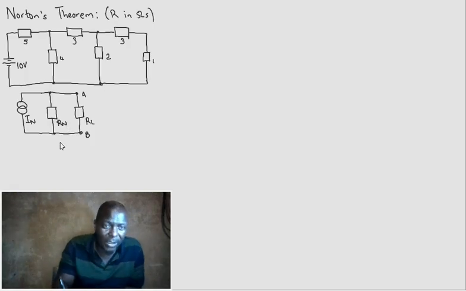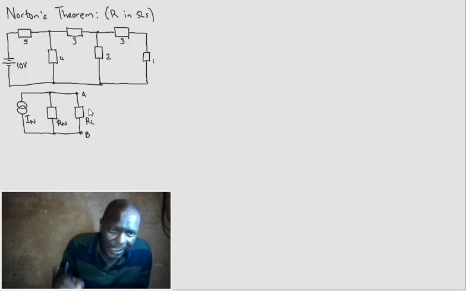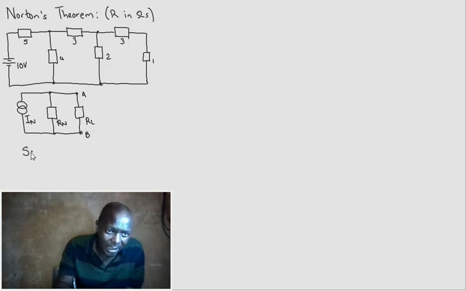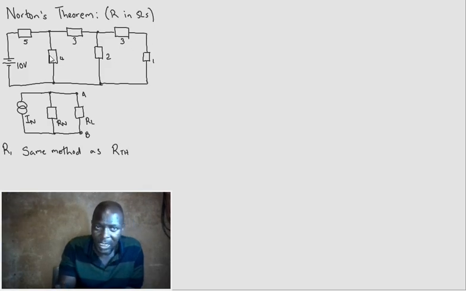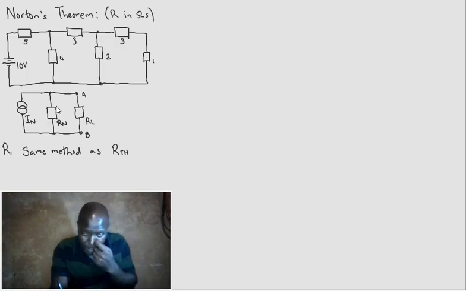How do we calculate Norton's resistance? It's the same as Thevenin. R_N is the same method as R_TH. What do we do? We remove the load and we replace the source with its equivalent resistance, and we calculate. So this will still be the same as what we got last time.